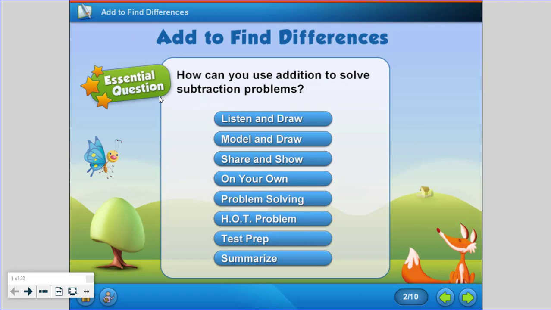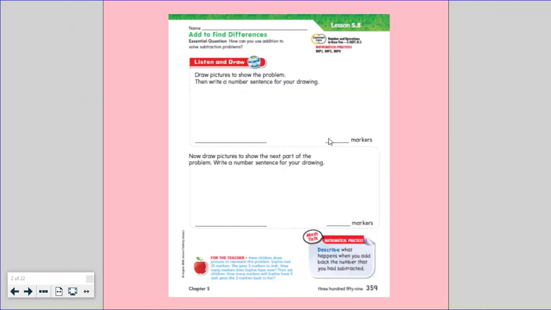So we're going to be working through our math lesson today, 5.8. Our essential question is, how can you use addition to solve subtraction problems? Okay, so we've done something like this before with smaller problems, but we're going to be working with two-digit problems today. So we're on page 359.